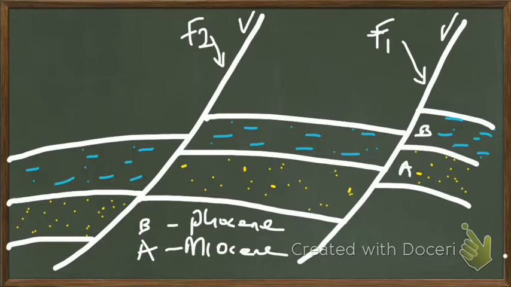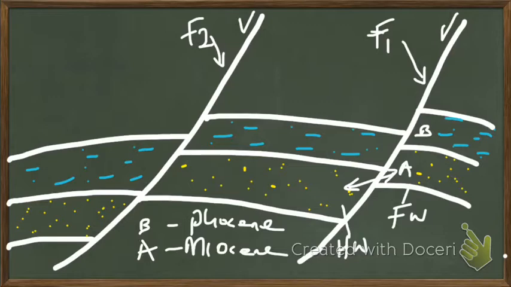Okay, so the idea is to focus on the thicknesses of the beds across each fault. So if we focus on fault 1, for example, if you look at bed A and bed B, you observe that bed A shows significant thickening across the fault. So it's kind of thinner on the foot wall and thicker on the hanging wall.